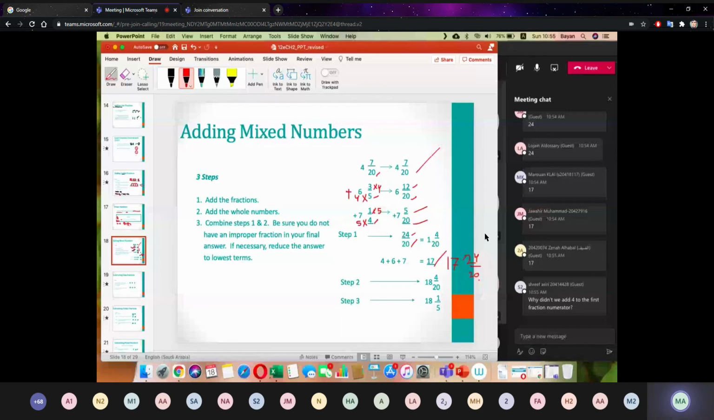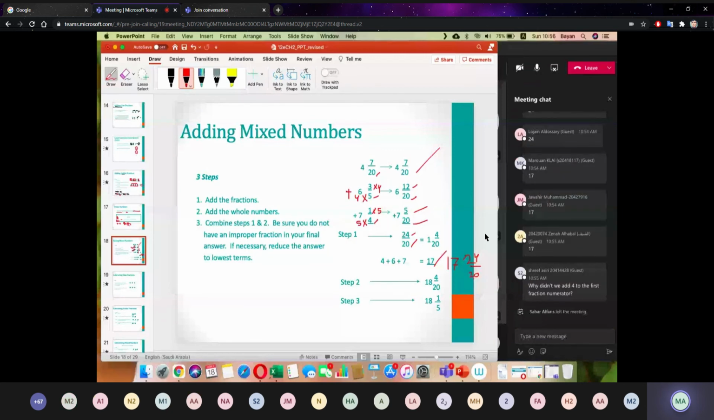Why didn't we add 4 to the first fraction numerator? We don't need to do anything with the first fraction because we already have 20 here. We have the least common denominator with the first fraction. So we add 4 plus 6 plus 7. We add the whole values together. 4 plus 6 with 7 will give you 17. Here we have 7 plus 12 plus 5, 24 over 20. So 17 with 24 over 20.